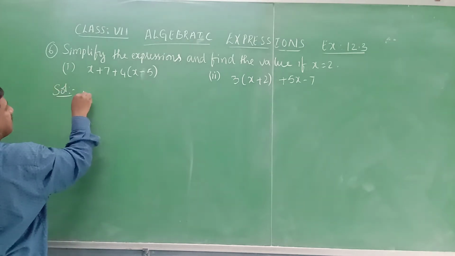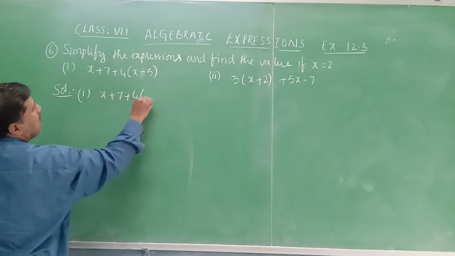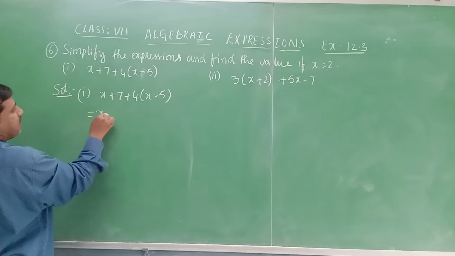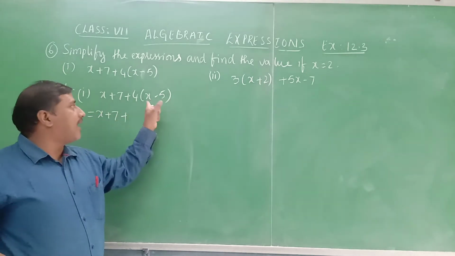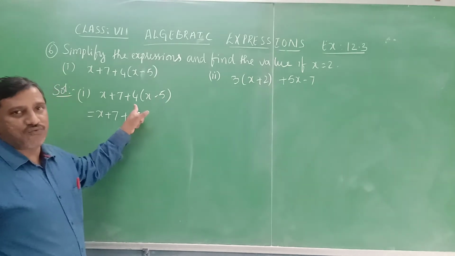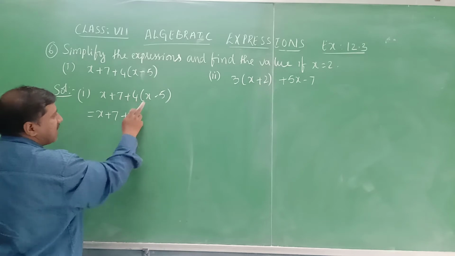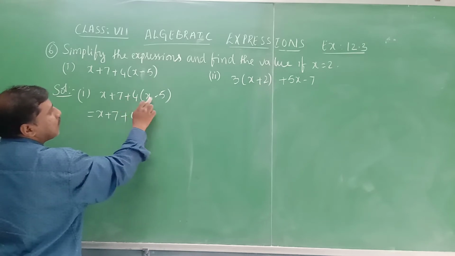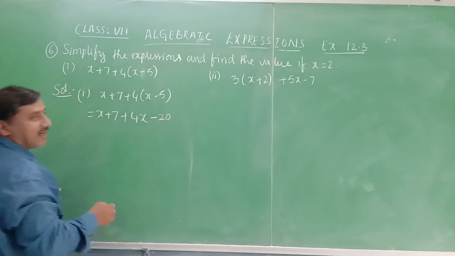So here the first question, x plus 7 plus 4 into x minus 5. Here x minus 5 is multiplied by 4. So multiply the arithmetic signs, plus into plus is plus. Now 4 into x is 4x, plus into minus is minus, 4 into 5, 4 fives are 20.